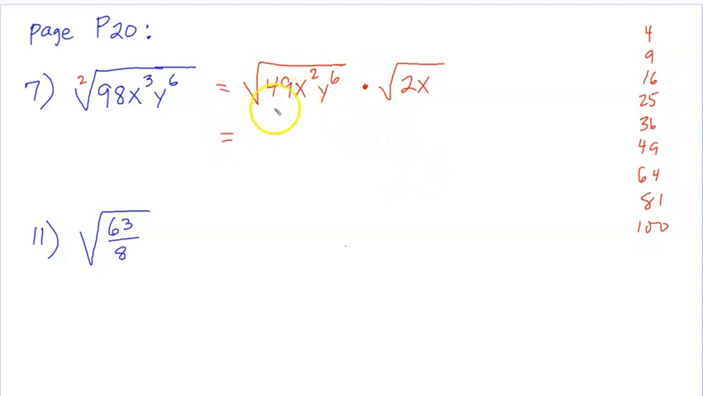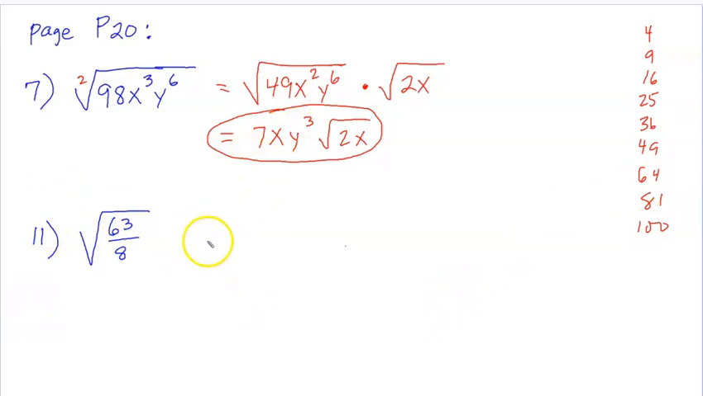And so now this perfect radical on the left can be fully simplified. The square root of 49 is 7, the square root of x squared is x, and the square root of y to the sixth is y to the third. And then this other radical, the square root of 2x, will have to stay radical. So that should be your answer for number 7.